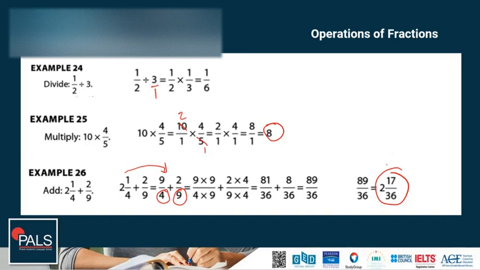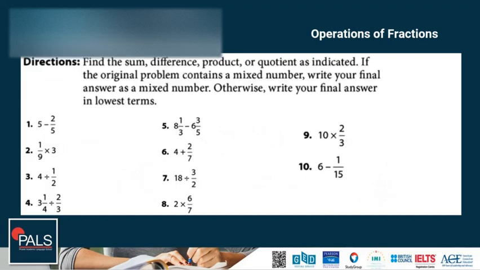Okay, let's try some drill exercises. Okay, directions. Find the sum, difference, product, or quotient as indicated. If the original problem contains a mixed number, write your final answer as a mixed number. Otherwise, write your final answer in lowest terms. Again, you can pause the video and try answering questions 1 to 10. Then later on, you can continue the video so that you can check your answer.